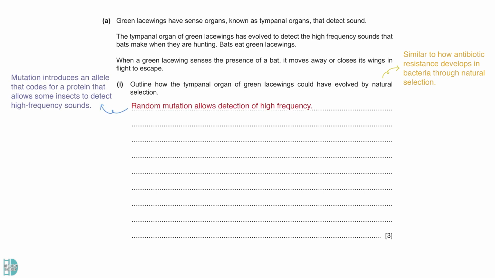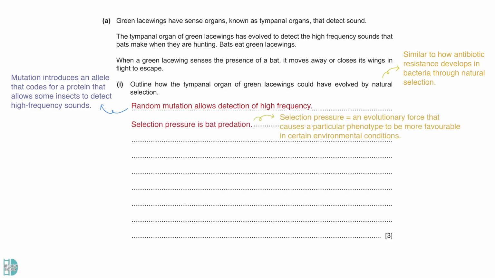First, a random mutation occurs. This introduces an allele that codes for a protein that allows some insects to detect high-frequency sounds. Bat predation acts as a selection pressure. A selection pressure is an evolutionary force that causes a particular phenotype to be more favorable in certain environmental conditions. In this case, those that can detect high frequencies can survive as they can escape from bats more easily. They are said to have a selective advantage.